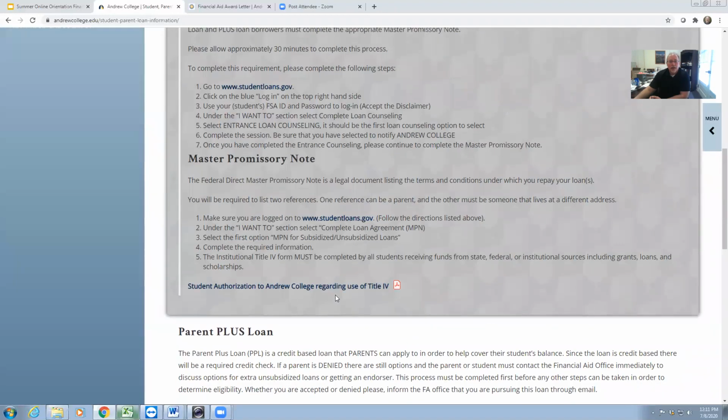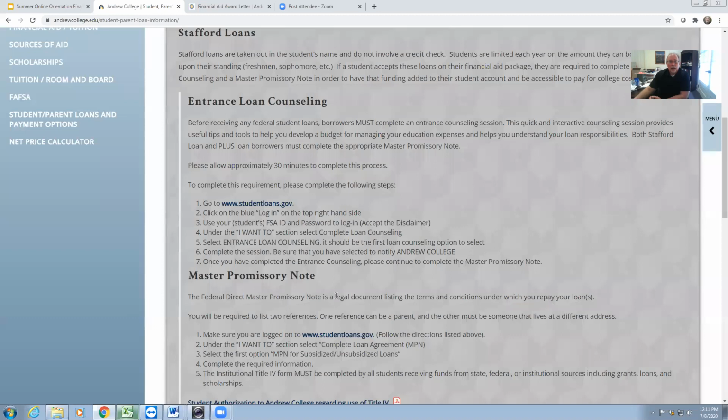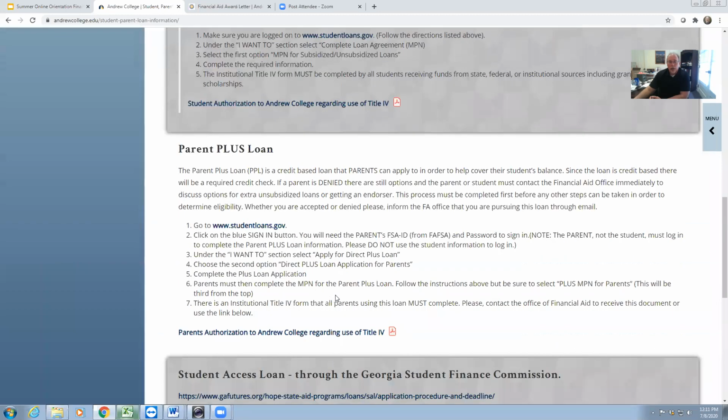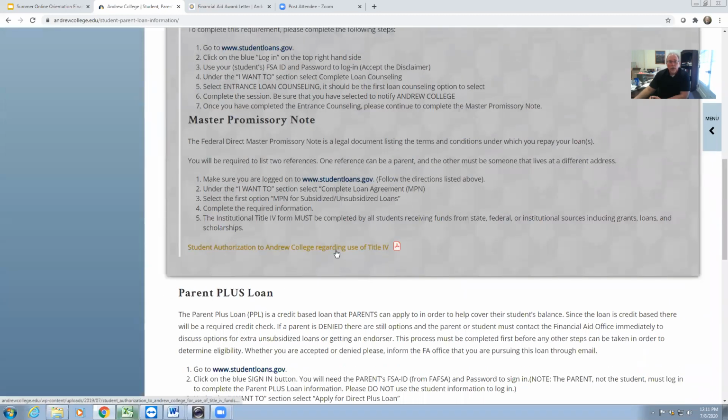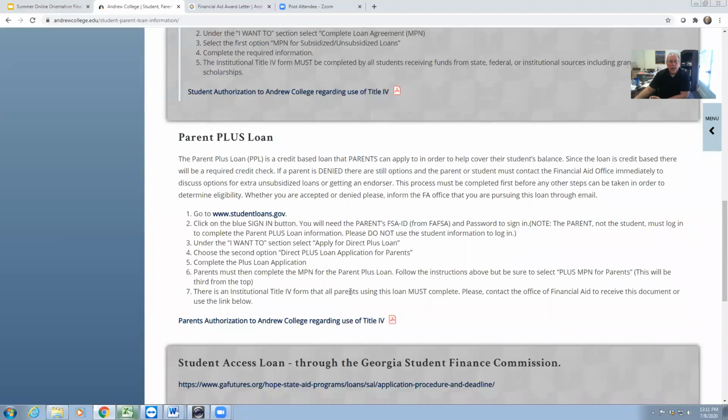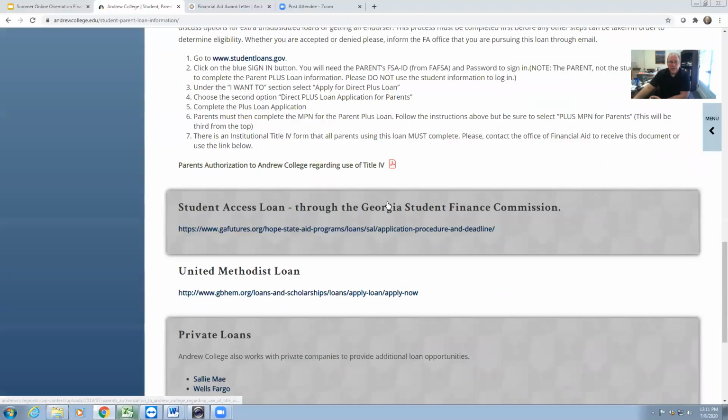If a student does accept loans, Stafford loans and/or the federal PLUS loan, this form does need to be filled out for student loans, student authorization to Andrew College regarding use of federal Title IV funds. If they do receive a federal PLUS loan, this parent's authorization needs to be done. And just what the name implies, this should be filled out by the parents. This should be filled out by the student and then sent back to our office.